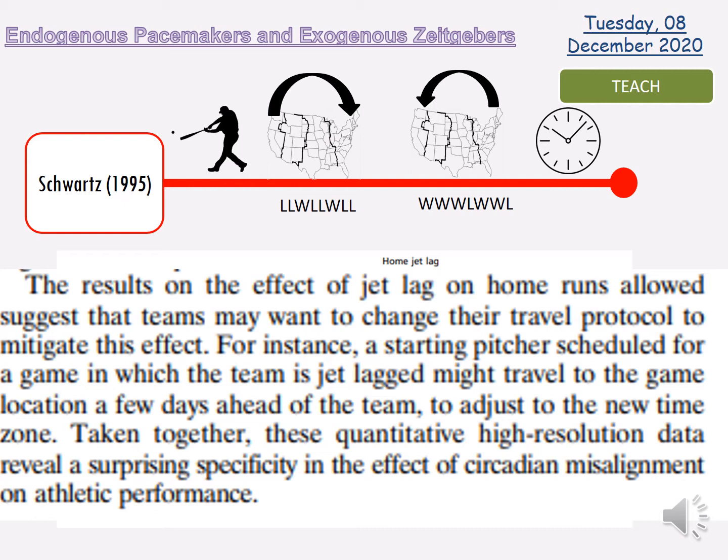So in terms of changing travelling protocol, a team may have travelled earlier to get to their eastern destination. So, for example, if a London-based football team were to play a team in Kazakhstan, they may travel several days earlier, to make sure that the effects of jet lag do not affect their performance.